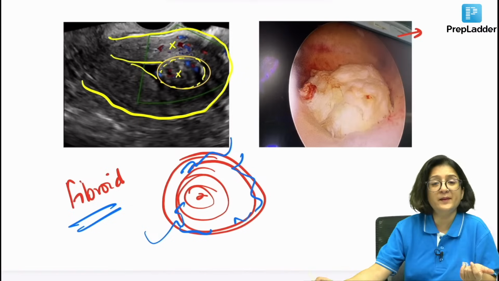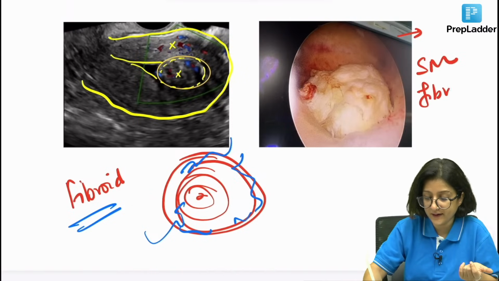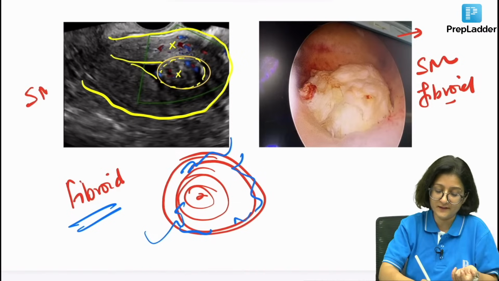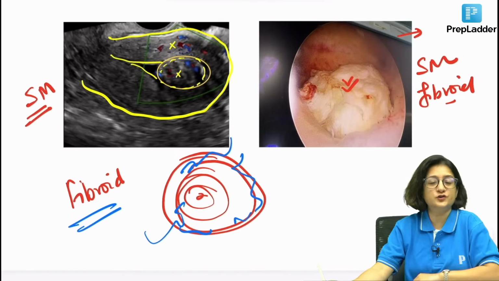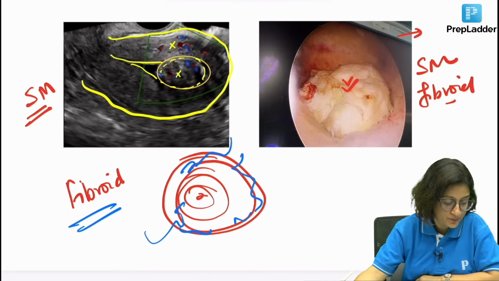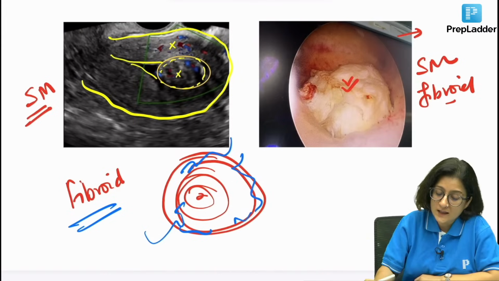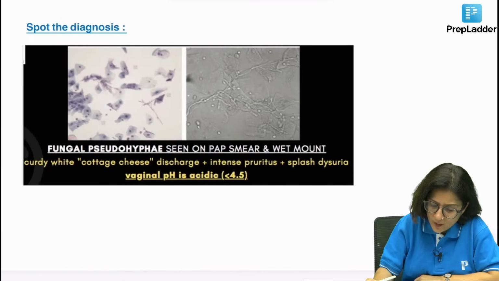This is the same patient's hysteroscopy. On hysteroscopy, this is the submucous fibroid. Can you see here? On scan only, I was able to tell this is a submucous fibroid. This is how it looks. On hysteroscopy it is much more either fleshy or more blanched like this. Right? So this is a submucous fibroid. So these are important images to identify.